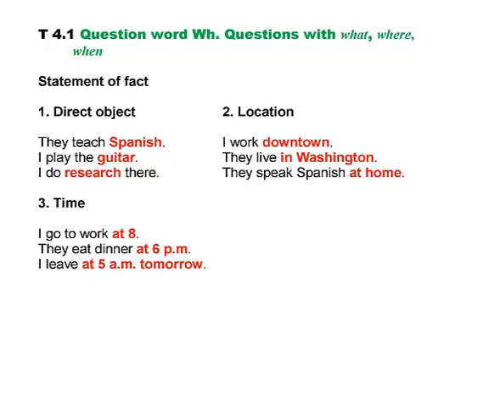1. Direct object. They teach Spanish. I play the guitar. I do research there. 2. Location. I work downtown. They live in Washington. They speak Spanish at home.